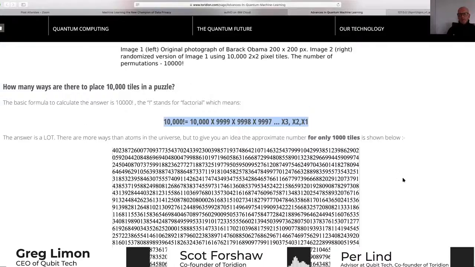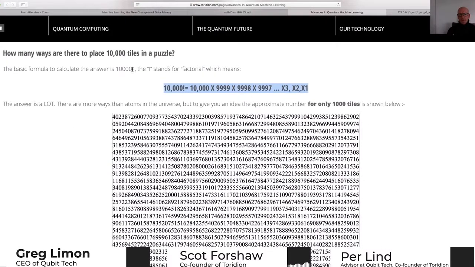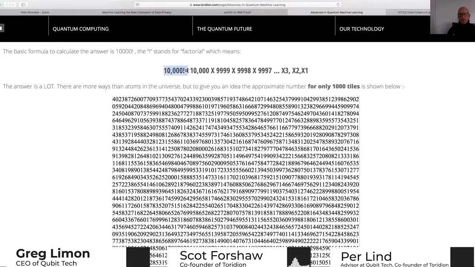This puzzle represents a very difficult problem. There are 10,000 pieces. The question is, how many ways can this puzzle be reassembled? And so it becomes an n factorial problem. And there are 10,000 pieces. So 10,000, and this little figure here means that it's a factorial problem from mathematics. So there's 10,000 times 9999 times this, and on and on and on.